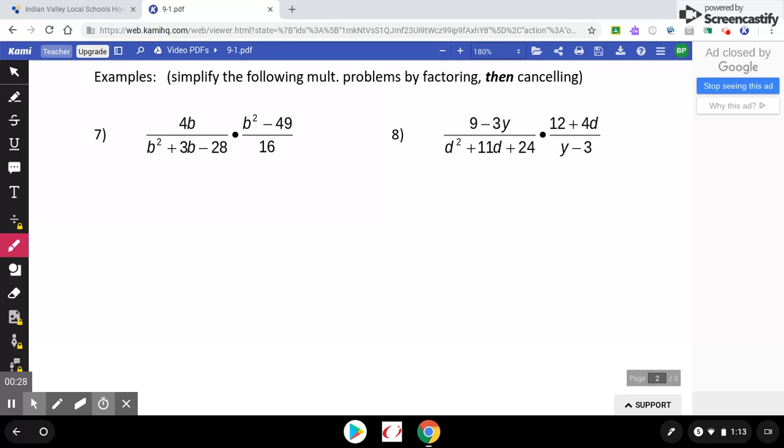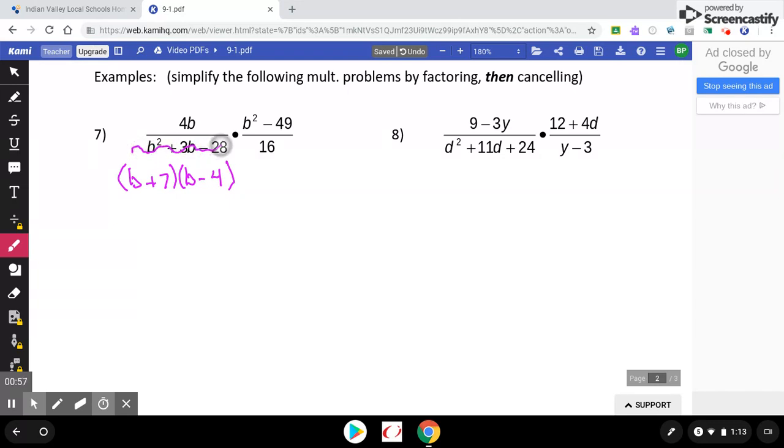Well, first thing I'm checking for is GCFs. I don't see any GCFs in problem number 7. I don't have GCFs, but I do have a b squared. That should tell me I'm going with the two parentheses. B squared, b and b. 28, likely to be 7 and 4. If I want to get that plus 3 in the middle, positive 7, negative 4, that would get me that negative 28.